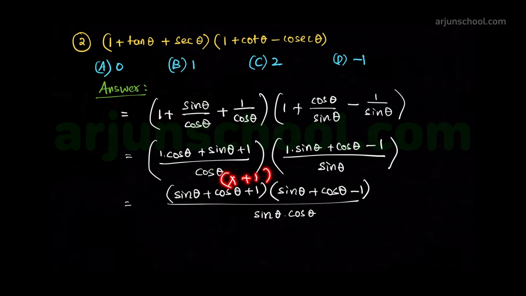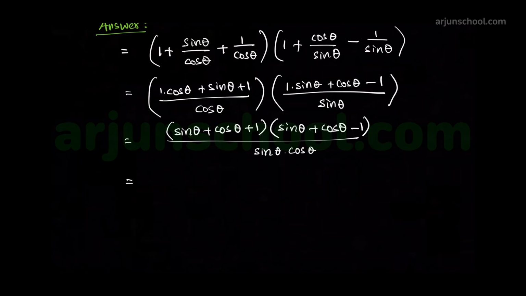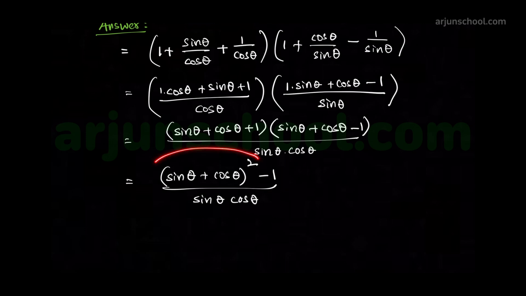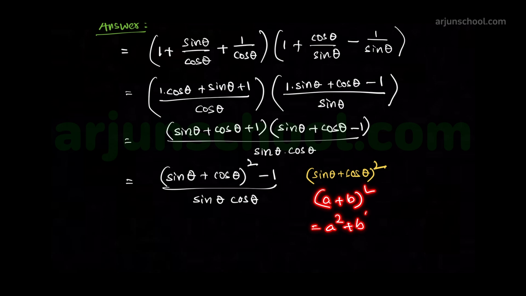The numerator is of the form x plus 1 into x minus 1, where x is sin theta plus cos theta, which we can simplify as x² minus 1. So it is sin theta plus cos theta whole square minus 1 divided by sin theta cos theta. Now let us expand sin theta plus cos theta whole square, which is in the form a plus b whole square, which is equal to a square plus b square plus 2ab, where a is sin theta and b is cos theta.